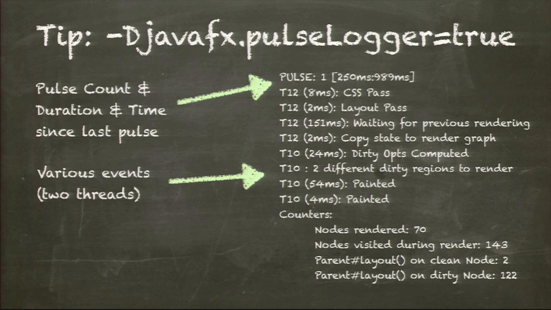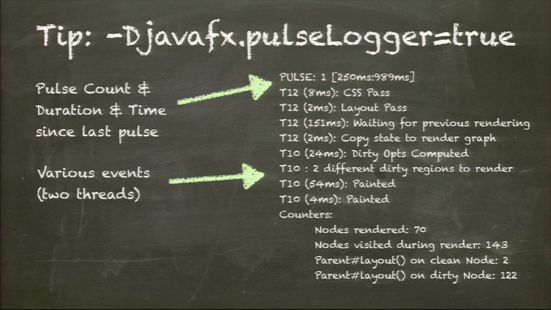Boy, and then we can see that we had two actually independent dirty regions to render. So if you have a large scene and something changed in one corner and something changed in the other corner, instead of redrawing the entire scene, we'll actually do two separate paint passes, one for the top left, one for the bottom right. You can see in this case, that's what it did.